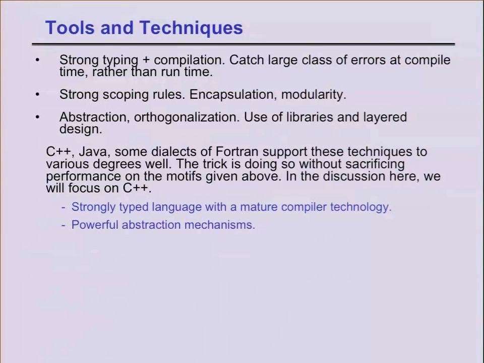Now, where do you go to find the right programming environments for this? C++, Java, some dialects of Fortran support these techniques to various degrees. The trick is to do this without sacrificing performance on the motifs that I've given above. In the discussion, I'm going to focus on C++ because that's what we teach the course in. What are the properties that we like about C++? It's a strongly typed language with a mature compiler technology. And it also has very powerful abstraction mechanisms, and you'll see some examples of that.